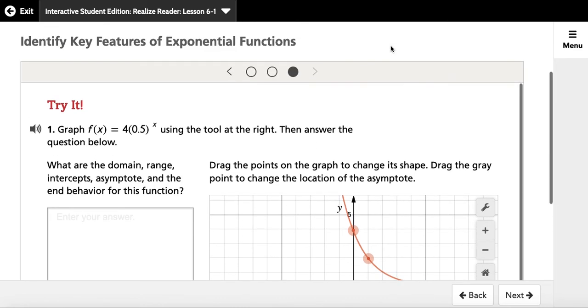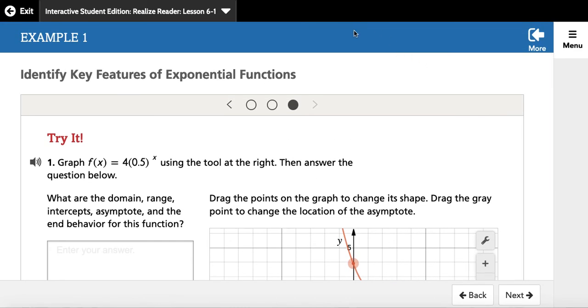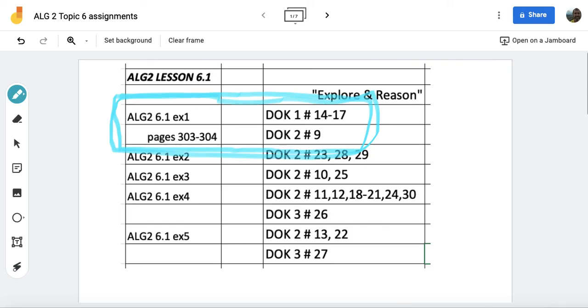All right, that's it for this video. Let's take a look at the assignment. Forgot about that. Looks like you could do 14 through 17 and number 9 on pages 303 to 304.